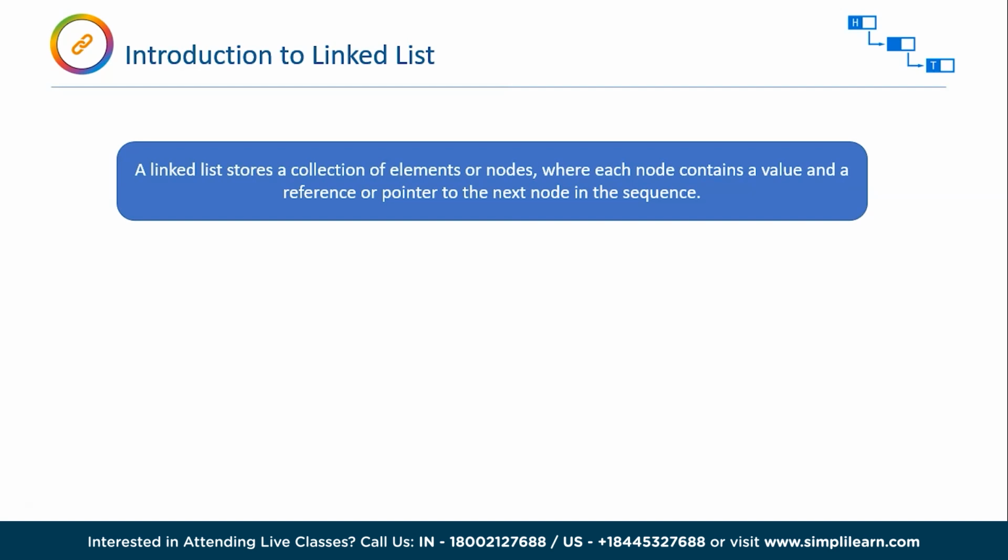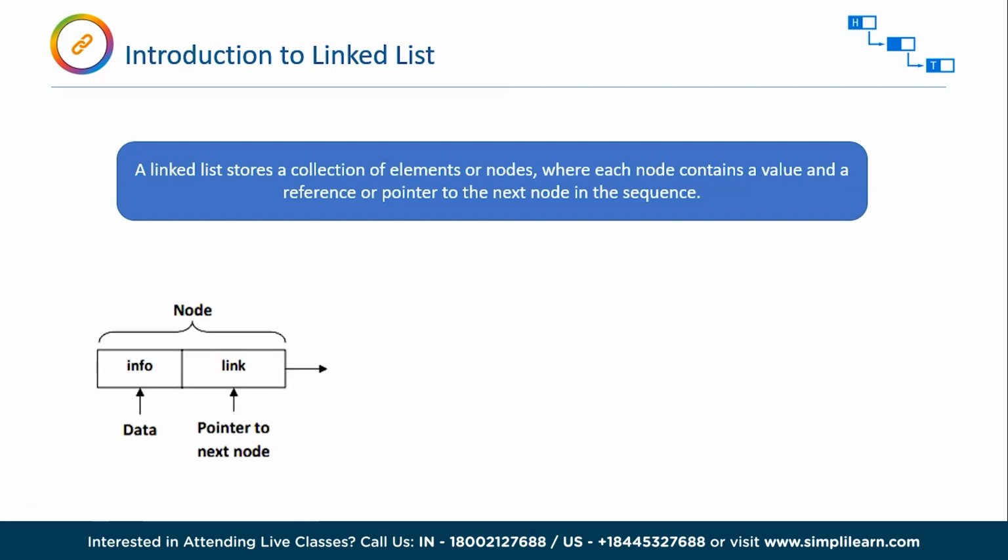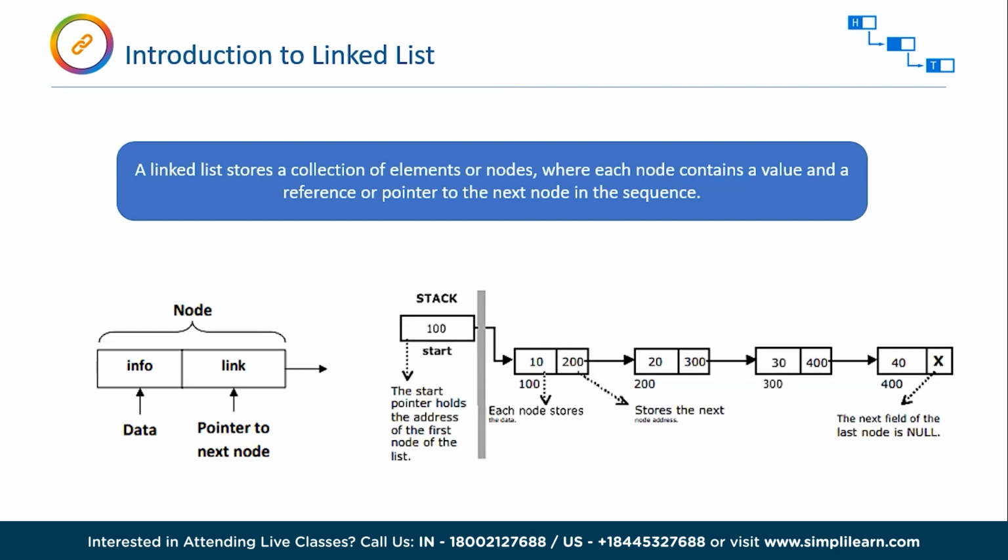So you can consider a linked list is like a train where each bogie is connected with links. Now, a linked list consists of a series of nodes where each node contains two fields, a data field to store the element, and a pointer field to link the next node. So the first node in the list is called the head node, and the last node is called the tail node.